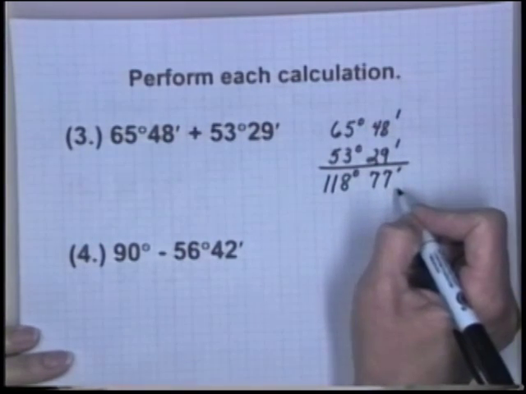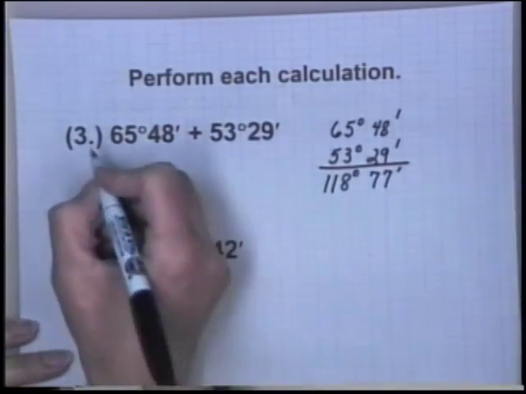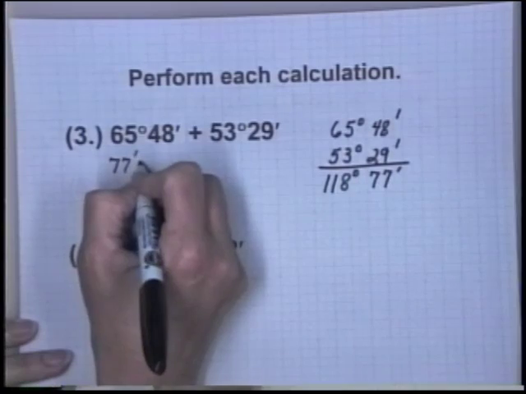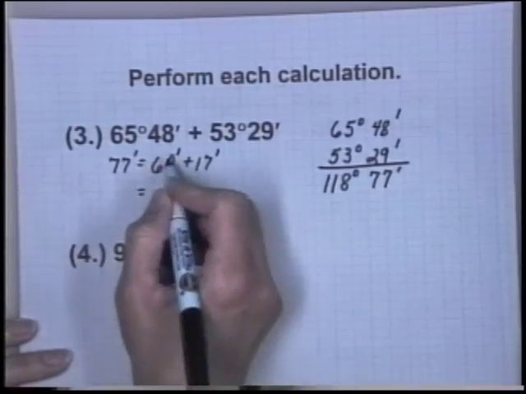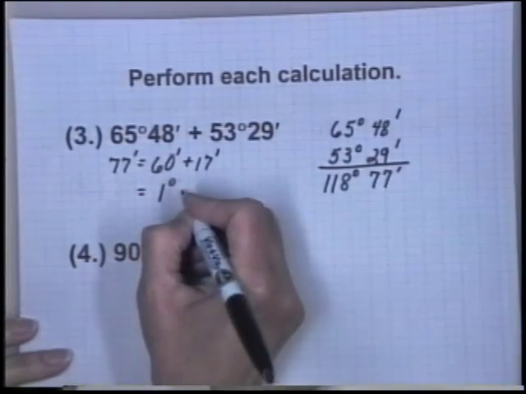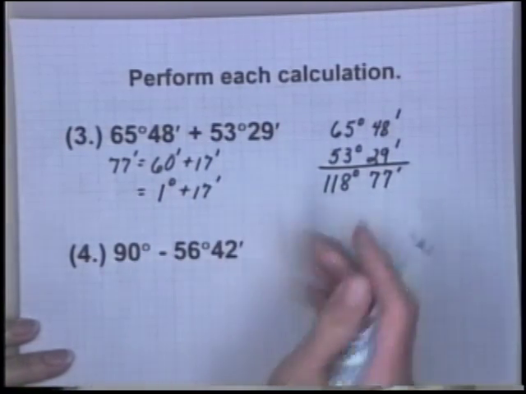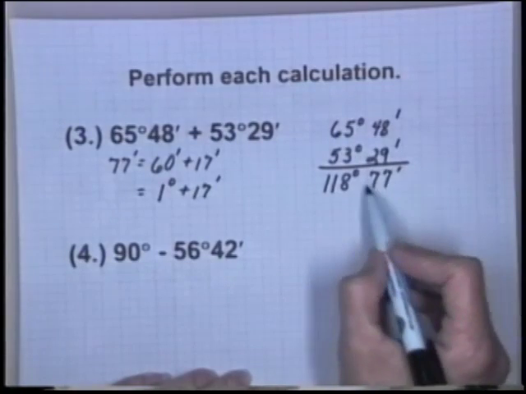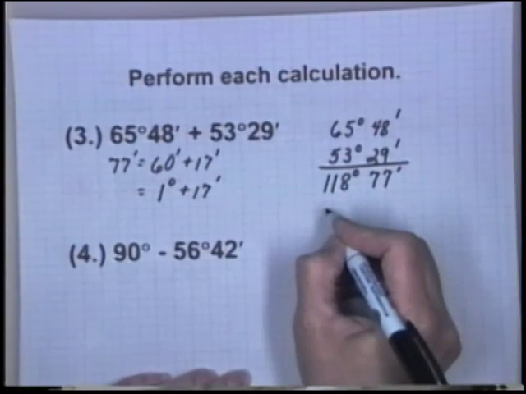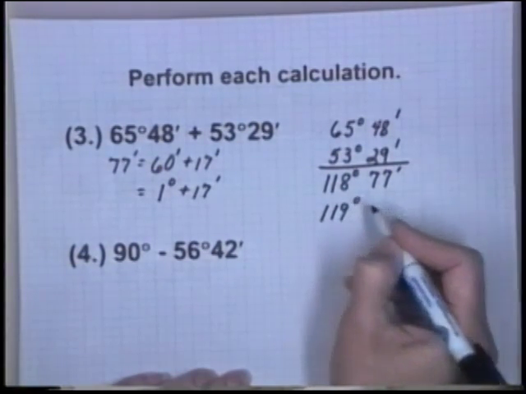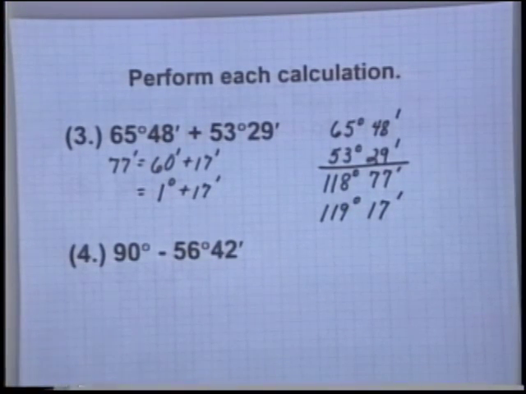Any time that our minutes are 60 or greater, then we know that 1 degree equals 60 minutes. So we'll think 77 minutes equals 60 minutes plus 17 minutes, and the 60 minutes we will write as 1 degree. So 77 minutes is 1 degree plus 17 minutes. So for our 77 minutes, we will take the degree and add it to 118 degrees, which gives us 119 degrees, and then the 17 minutes is the part of the degree.